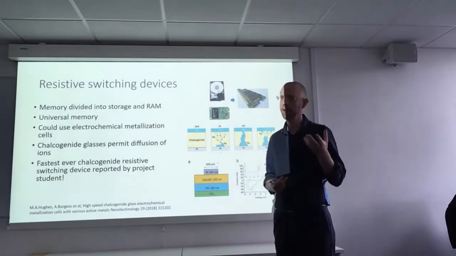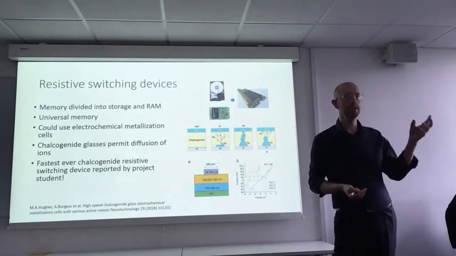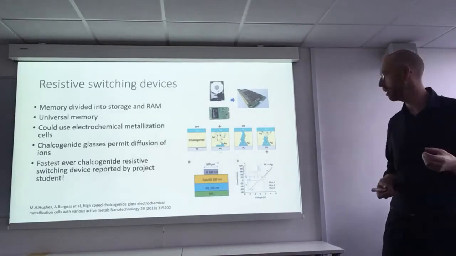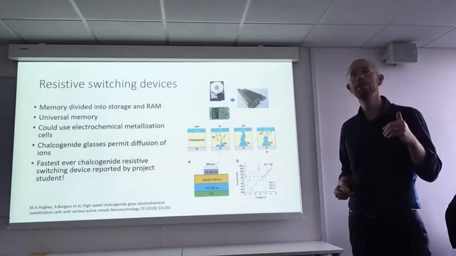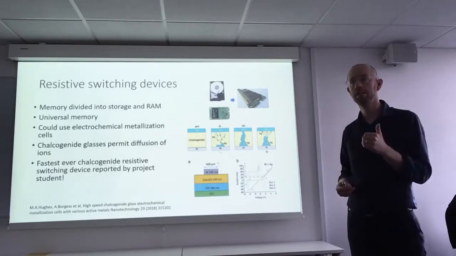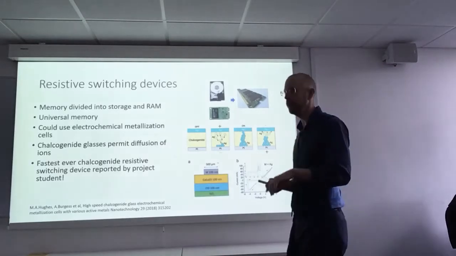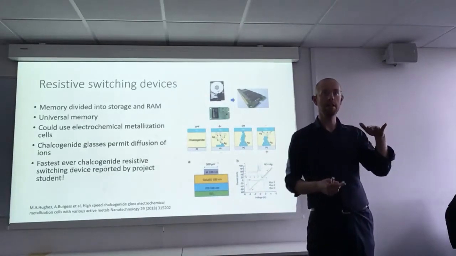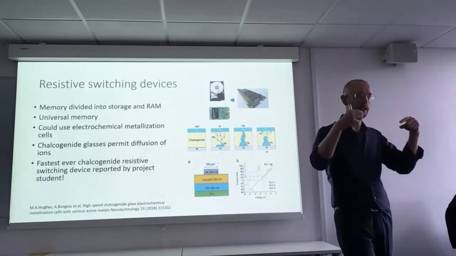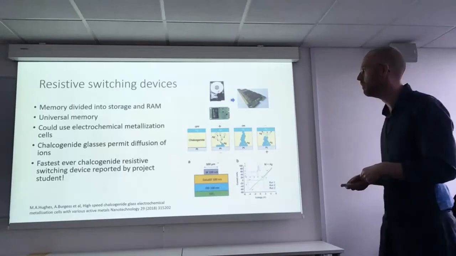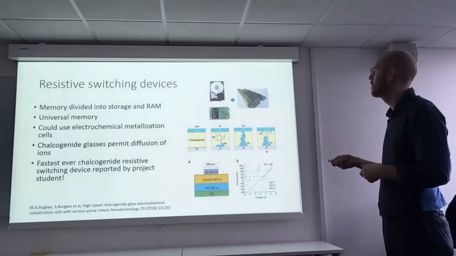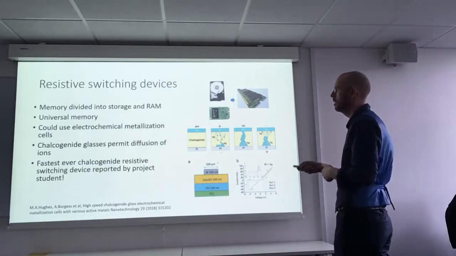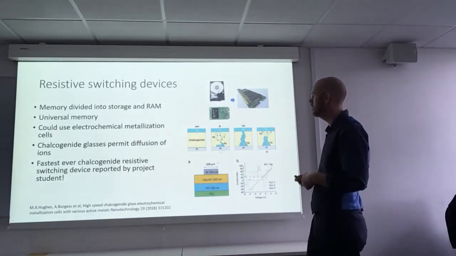Because as well as being able to switch between a glass and a crystal really easily, which is a really useful property of chalcogenide glasses, they can also permit the diffusion of metal ions through them really easily. So if you just deposit a layer of metal on top of a chalcogenide glass, those metal ions will actually diffuse through there. So one way we can exploit that is to build what we call an electrochemical metallization cell.